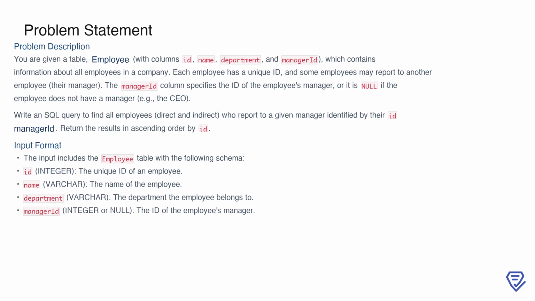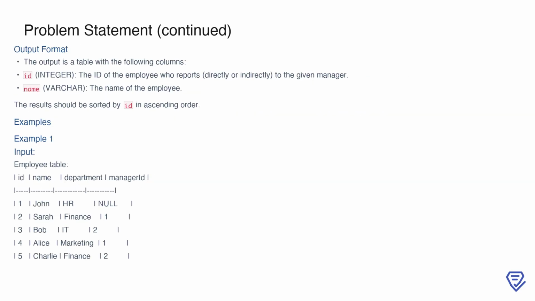The task is to write a SQL query that identifies all employees who report either directly or indirectly to a specific manager, given their manager ID. The results should be sorted in ascending order by the employee IDs. The output of the query will be a table with two columns, the ID of the employee and their corresponding name. These will represent all employees who are part of the hierarchy under the given manager.